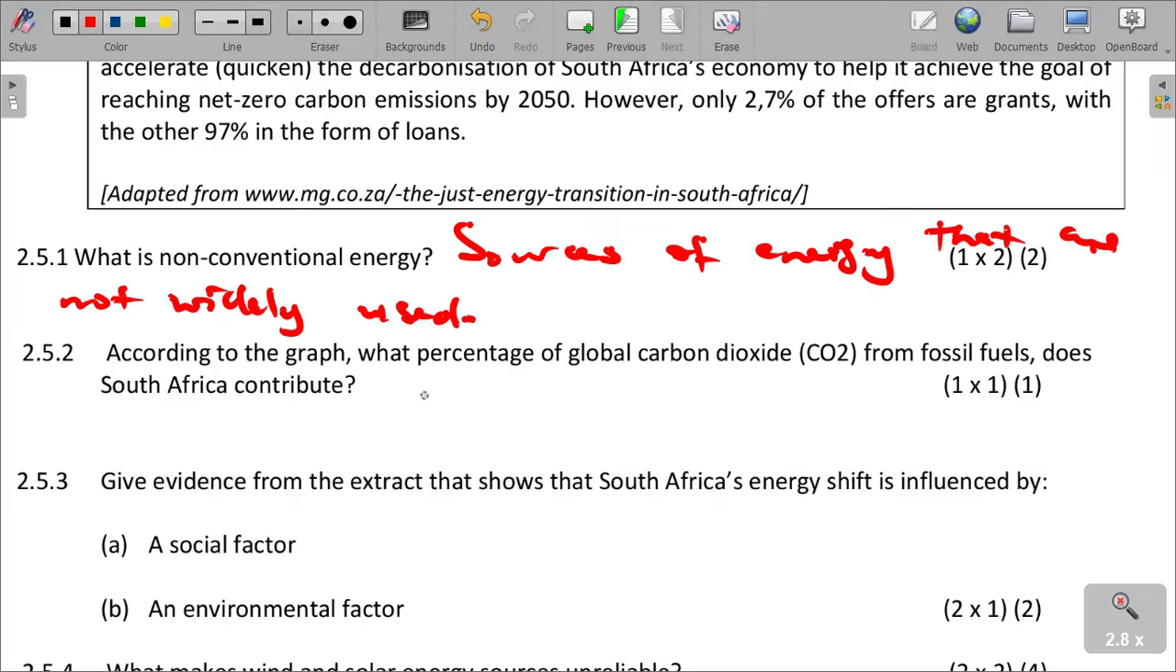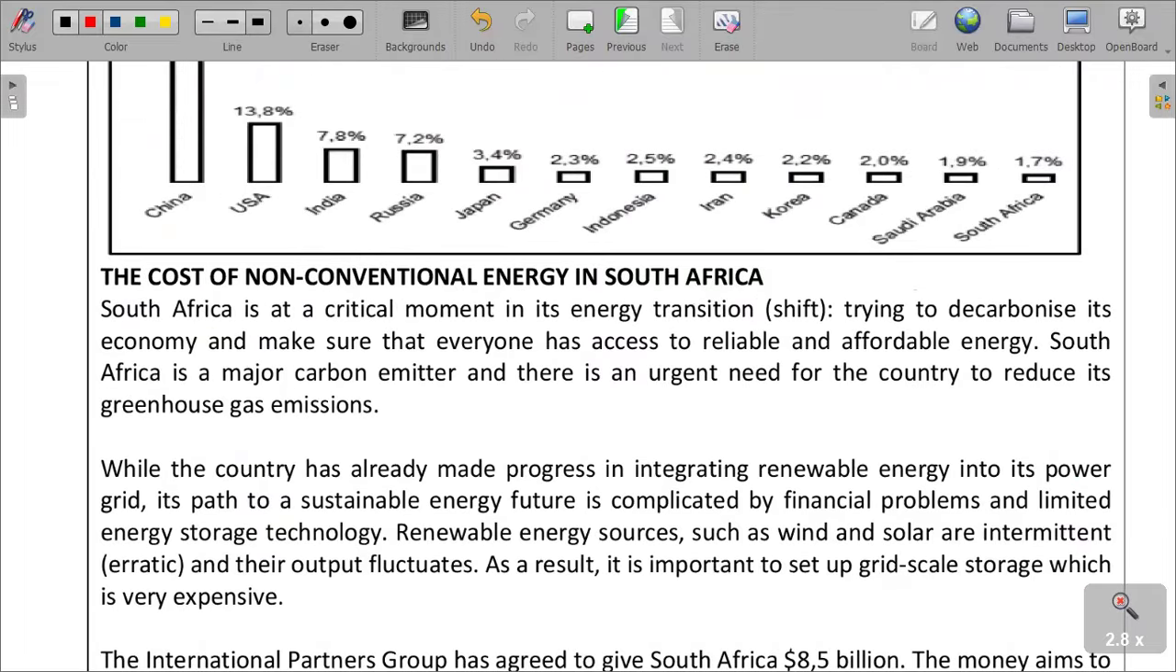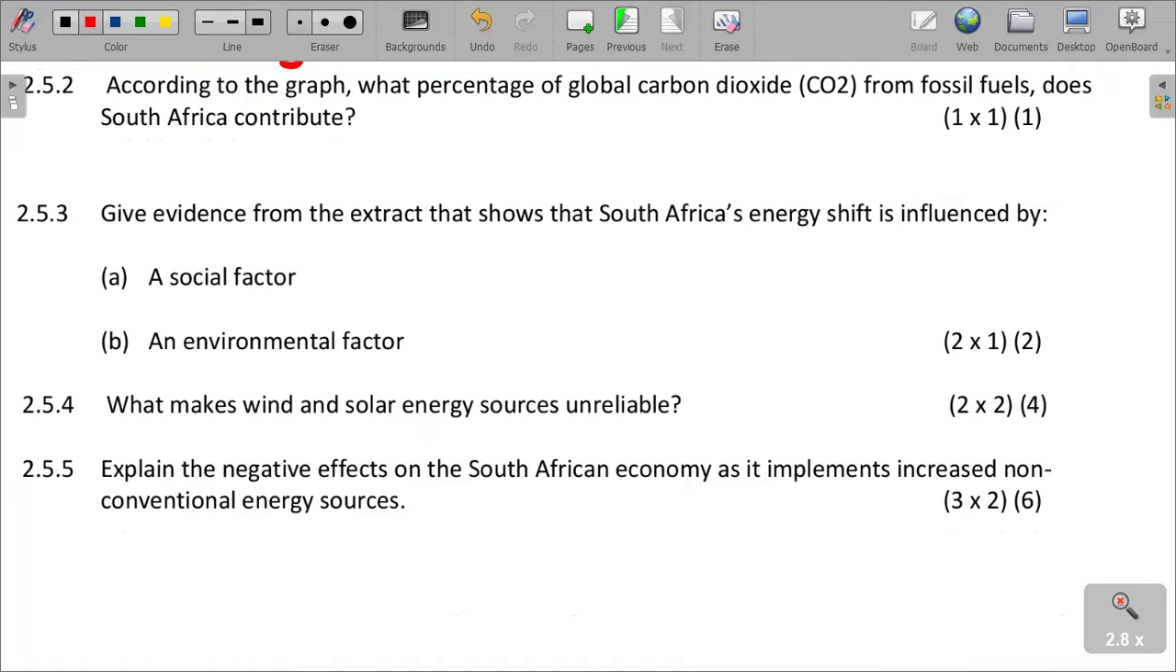And then according to the graph, what percentage of global carbon dioxide from fossil does South Africa contribute? It contributes 1.7%. You just look for it on the graph, it is given that it contributes 1.7%.